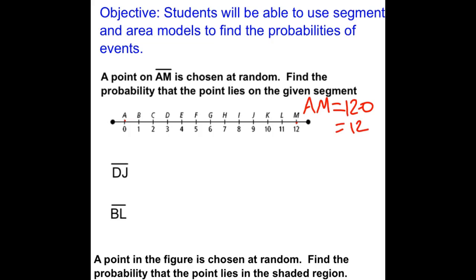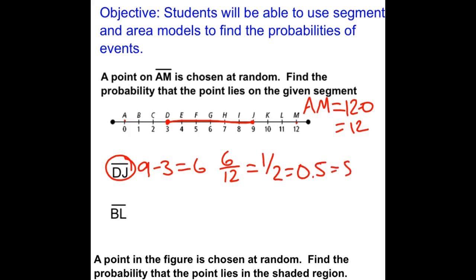Now, DJ, I do the similar thing. It starts at D, it goes to J. I go 9 minus 3, and I get 6. But to find the probability that I land on DJ, I take that 6, DJ, divided by the whole thing, 12, and I simplify. You can write a probability three ways. You can write it as a fraction in simplest form, as the decimal equivalent, or as the percent. And you need to be able to know how to go back and forth between those. Remember, to go from a decimal to a percent, you move the decimal 2 places.